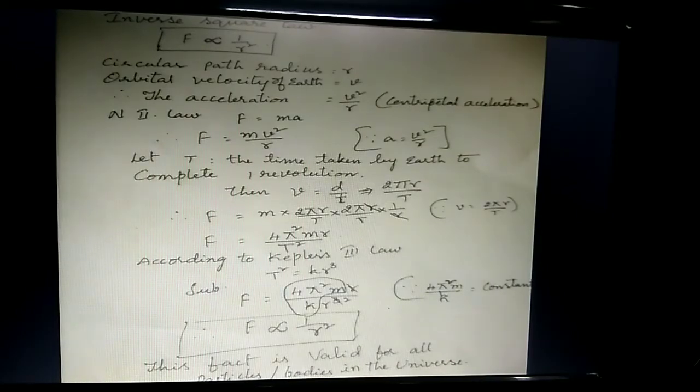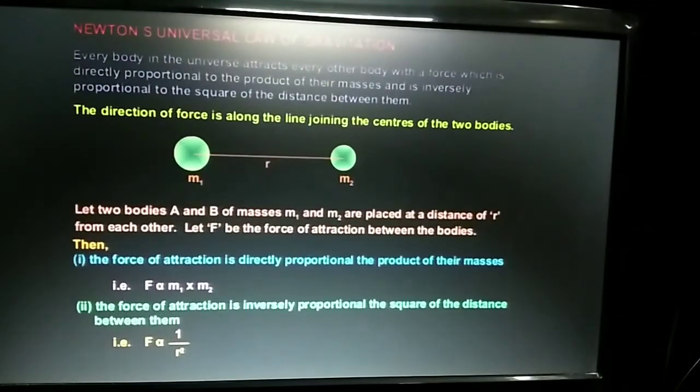Once again, according to Newton's universal law of gravitation, every body in the universe attracts every other body with a force which is directly proportional to the product of their masses and is inversely proportional to the square of the distance between them. The direction of force is along the line joining the centers of the two bodies.